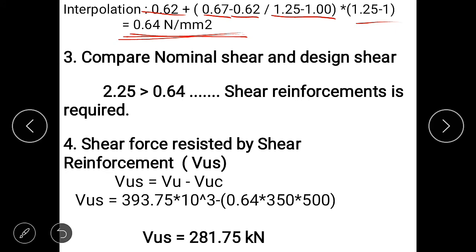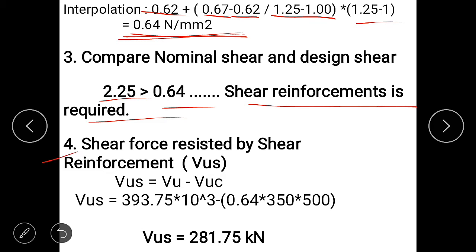Now compare nominal shear and design shear. Our design shear is 0.64 and our nominal shear is 2.25. So our nominal shear is greater, so here shear reinforcement is required. If nominal shear is smaller than design shear, then no need to provide a shear reinforcement design. But our nominal shear is greater than design shear, so shear reinforcement is required.